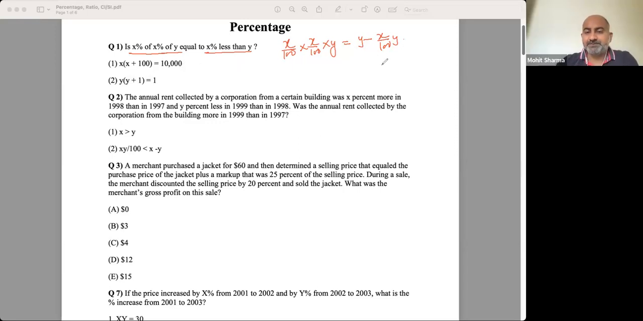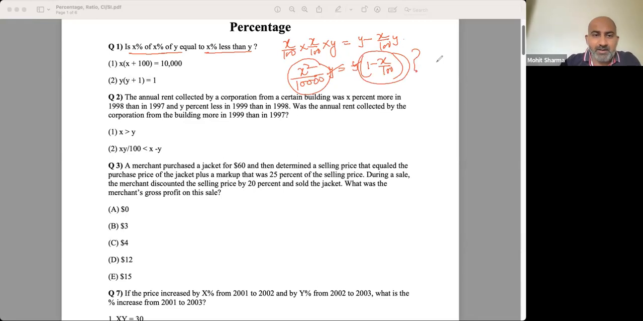Okay, let's see. So Y gets cancelled. If you see it, X square upon 10,000 into Y is equal to Y into 1 minus X upon 100. This is what you have. Y gets cancelled. So this is what we are checking. Are these two things equal or not?